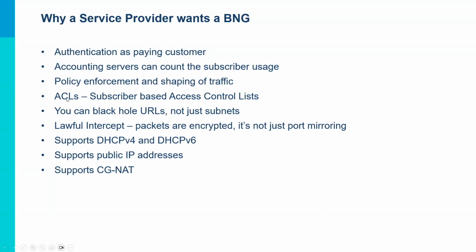If the service provider wants to sell ACL subscriptions or be able to black hole URLs, you can do that through the BNG. Again, a service provider has to support lawful intercept. It doesn't have to do it at the BNG. You could have a lawful intercept server somewhere else in the network. It's just much easier to do it at the BNG. And then the BNG supports address pools. So the BNG can distribute different kinds of addresses: IPv4 addresses, IPv6 addresses, public addresses, or CGNAT pools.